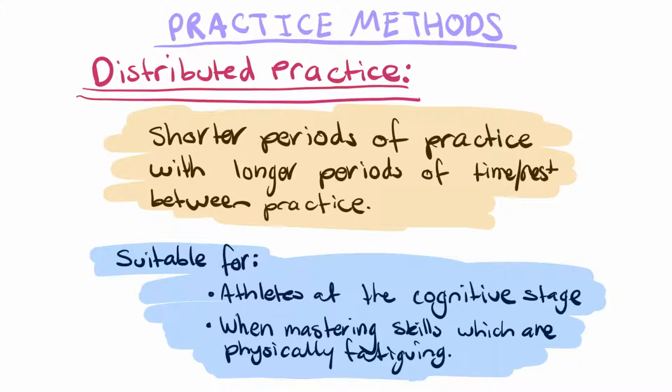And the reason for this is because they need to have shorter periods of skill development because their levels of motivation may not be as high, and also due to the nature of the cognitive stage, there's often a lot of errors that occur. So if an athlete is forced to sort of practice a skill as massed and they're making lots of errors, it may dishearten the athlete. So you've got to try and keep the athlete motivated, and this is why the distributed practice works well for athletes at the cognitive stage.